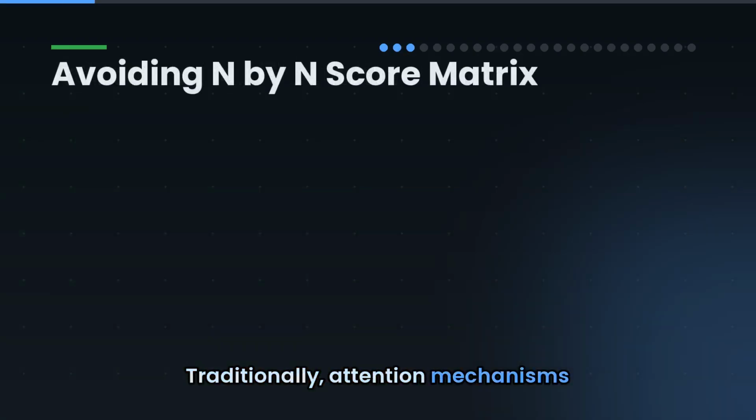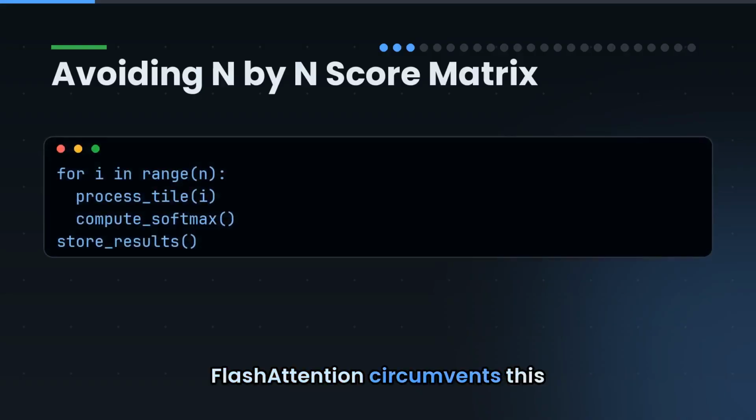Traditionally, attention mechanisms require a large n-by-n score matrix, which is computationally expensive. FlashAttention circumvents this by processing in smaller submatrices. This reduces memory footprint and enhances speed without sacrificing accuracy.